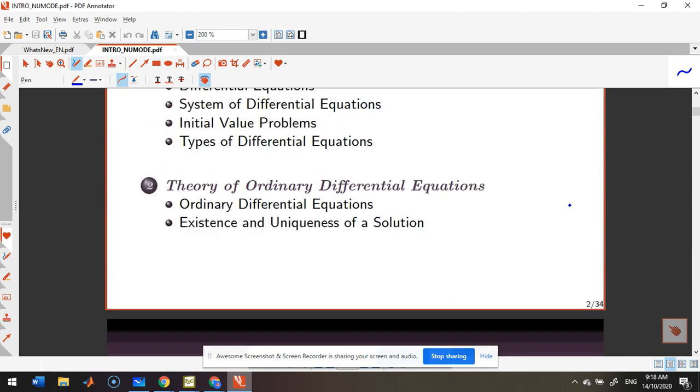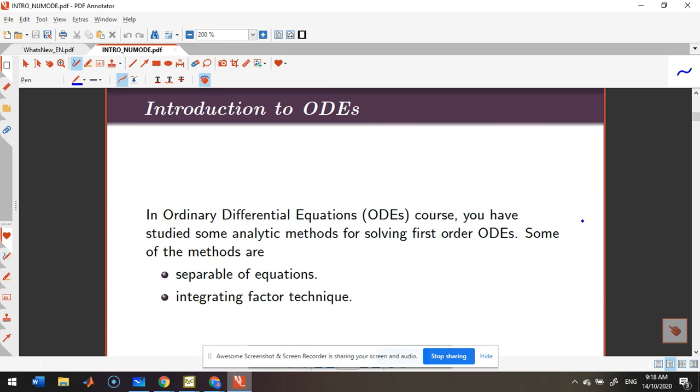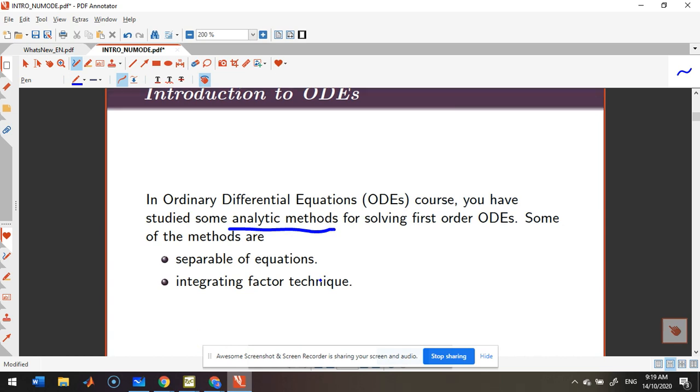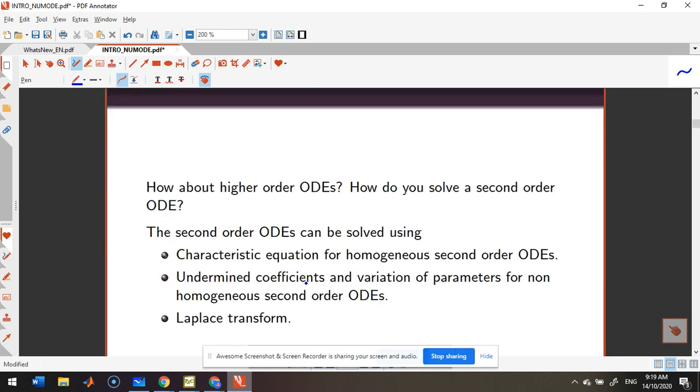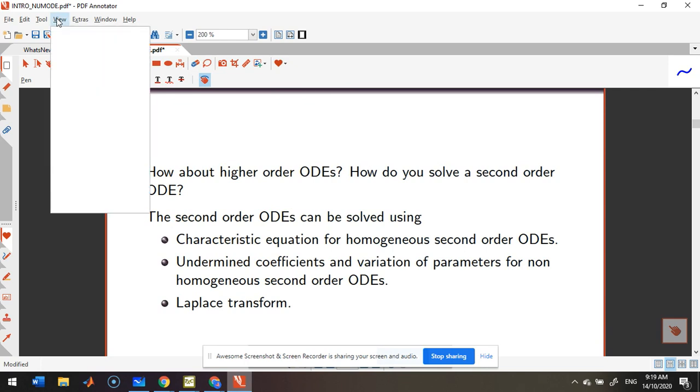Okay, so what we are doing here, let me just go to introduction to ODEs. Everybody knows, in ODE, you have studied some analytic methods, meaning the exact methods. Some of them are integrating factor and separable equation. These are for first order ODEs. And then how about higher order ODE?